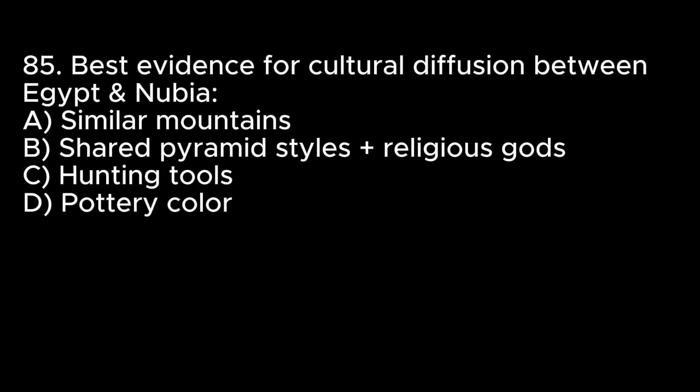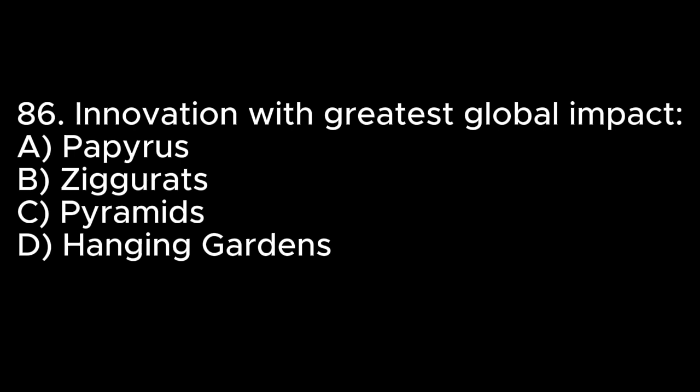85. Best evidence for cultural diffusion between Egypt and Nubia. A. similar mountains. B. shared pyramid styles plus religious gods. C. hunting tools. D. pottery color. Answer: B. Both cultures shared pyramids and religious influence. 86. Innovation with greatest global impact. A. papyrus. B. ziggurats. C. pyramids. D. hanging gardens. Answer: A. Papyrus influenced writing worldwide.